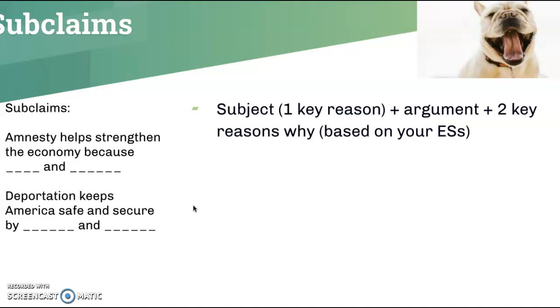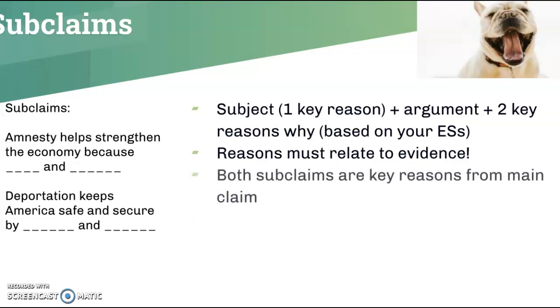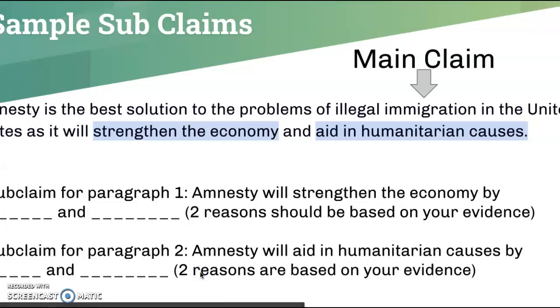Those two key reasons are going to be based on the evidence that you find that's going to go into those body paragraphs, but we'll talk about that in a second. So your reasons must be related to your evidence. Again, if you provide us with evidence that's about safety and security, but then your subclaim's talking about political reasons, it's not going to match up, it's not going to make sense. And remember, both subclaims are key reasons from the main claim. I have some samples that are going to help you to understand that better.